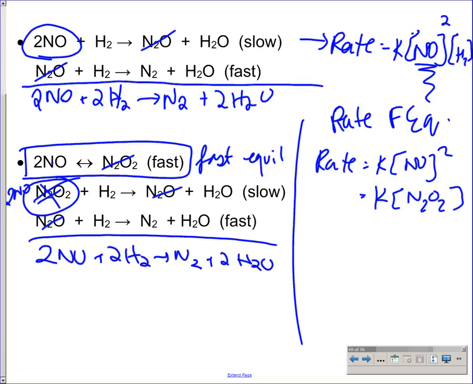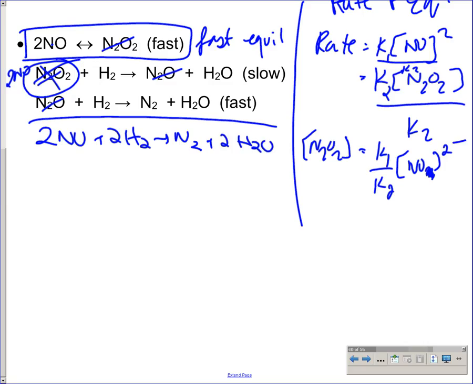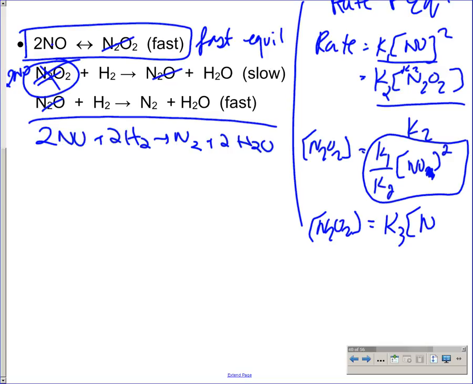If I rearrange this and solve for N2O2 concentration, I'm going to call this K1 and K2, since one's for that first reactant, one's for the product here. You can divide by K2, leaving this by itself, where N2O2 equals K1 over K2 times the concentration of NO squared. These two K's on top of one another, we can condense into a smaller constant. So N2O2 equals K3. I'm just going to keep adding my K's here.